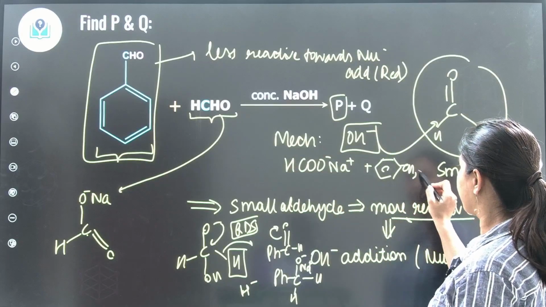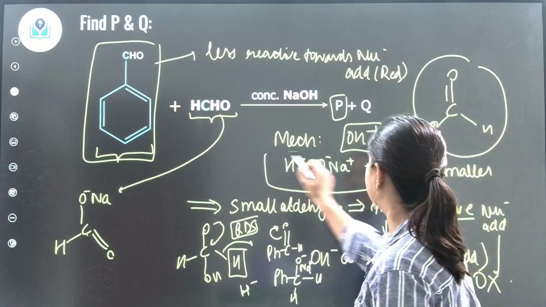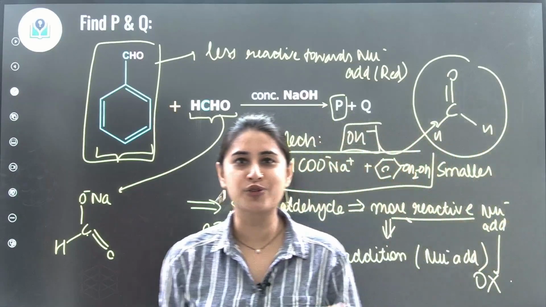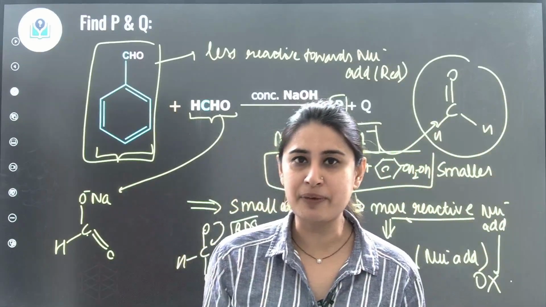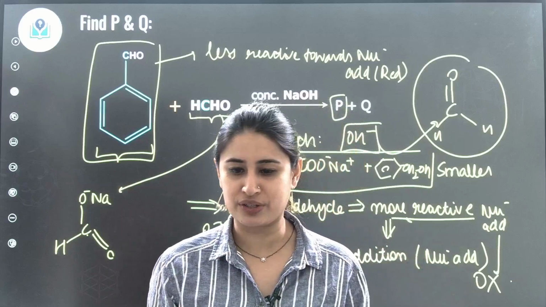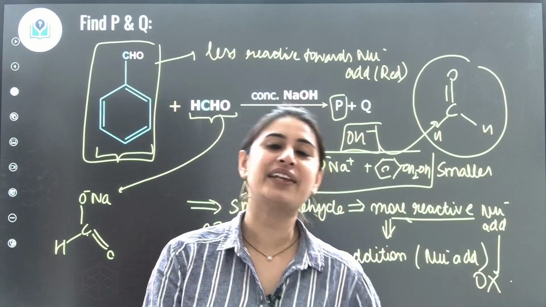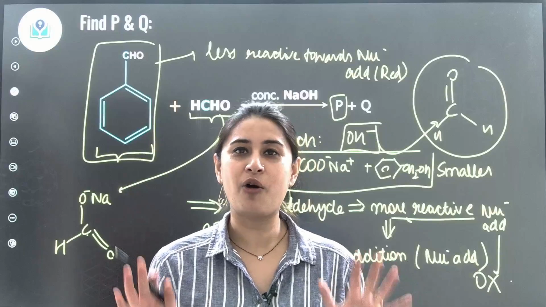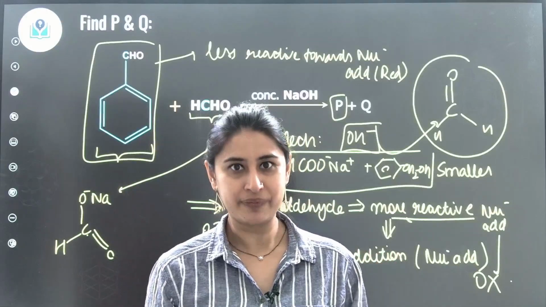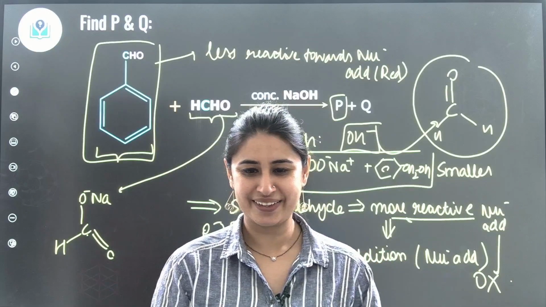So if you have questions with two different aldehydes with no alpha hydrogen, you can decode it very simply. These are very interesting questions, and I'm sure that such cross Cannizzaro questions are now high definition crystal clear, right?